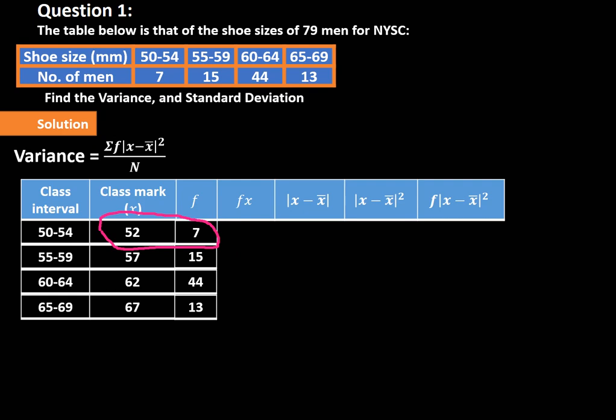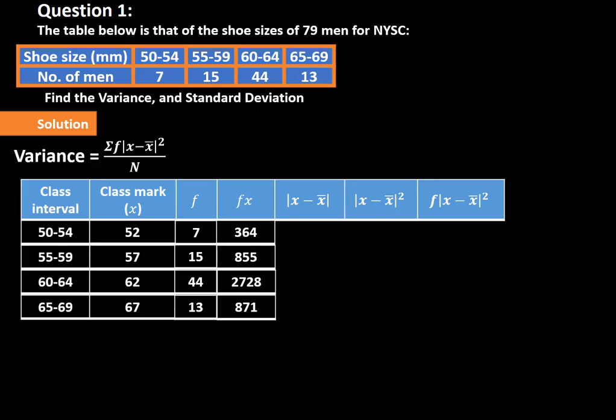If I multiply 52 by 7, I'll get 364. If I multiply 57 by 15, I'm going to get 855. Then 62 multiplied by 44, I'm going to have 2,728. Then the next one is 871, that's 67 times 13. After I'm done with that, I need to move on to x minus x bar.